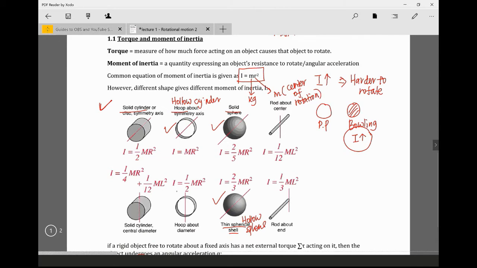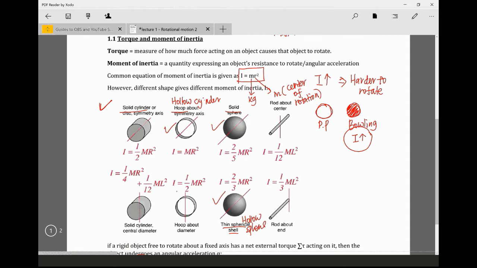Let's say you have a ping pong ball and a bowling ball. Which one do you think will have higher moment of inertia? Ping pong or bowling? Bowling, right? Because moment of inertia here is equal to m times r squared.